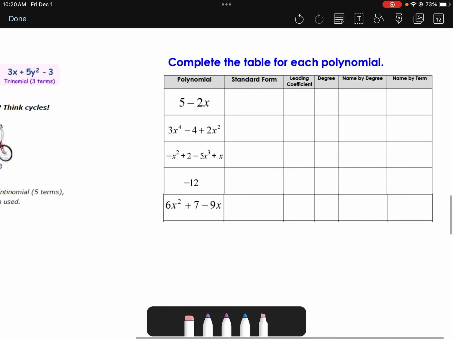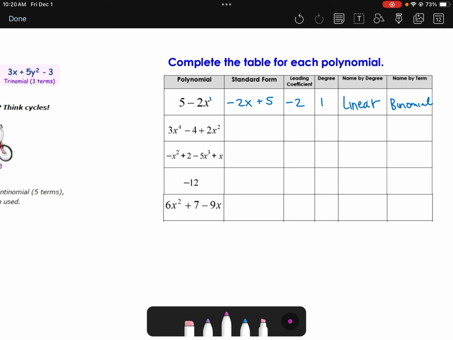Okay, and then I'm not going to go over all of this with you. We'll just do one or two of them. So the standard form of this, again, I'm going to write this in descending order. So this is negative 2x plus 5. My leading coefficient is negative 2. The highest degree is 1, because again, you can do that implied 1. So if I'm naming it by the degree, it's 1, so that's a linear. And by term, there's 2. So again, that means that is a binomial.